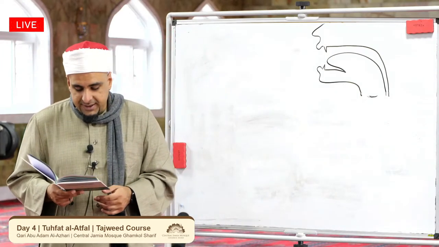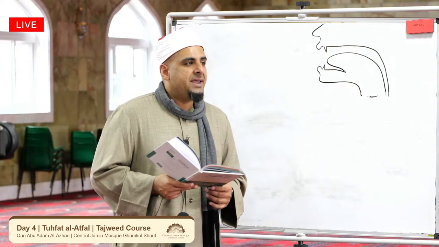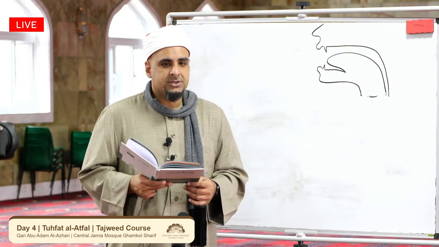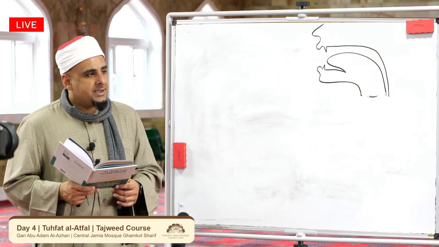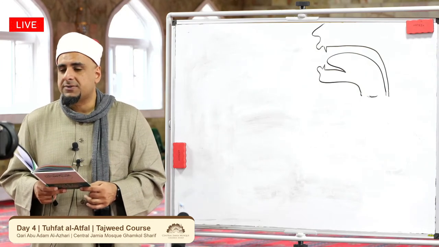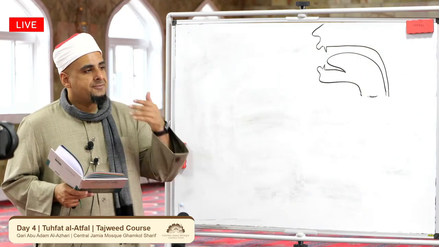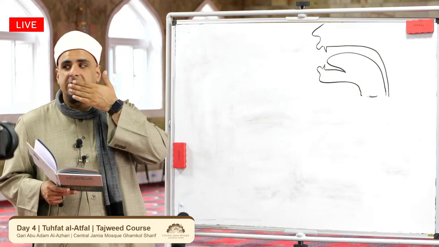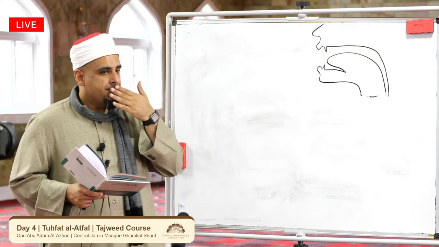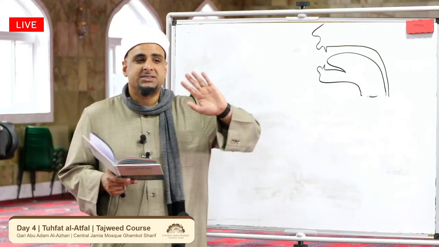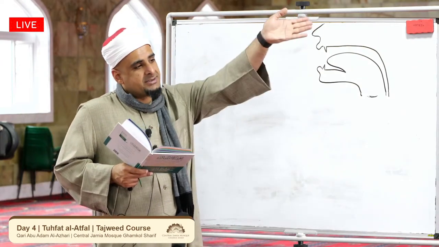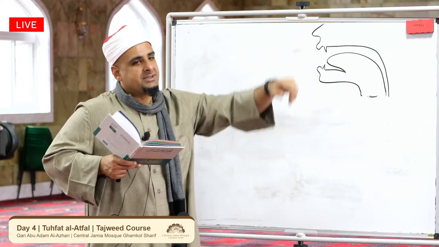So the tongue is divided into three major parts, the top surface, three major parts. So aqsal lisan, which means the furthest part of the tongue. Furthest part of the tongue from what? From the opening of the mouth. What does aqsa literally mean? It means the furthest. Like masjid al-aqsa. So masjid al-aqsa is what? The furthest masjid from what?